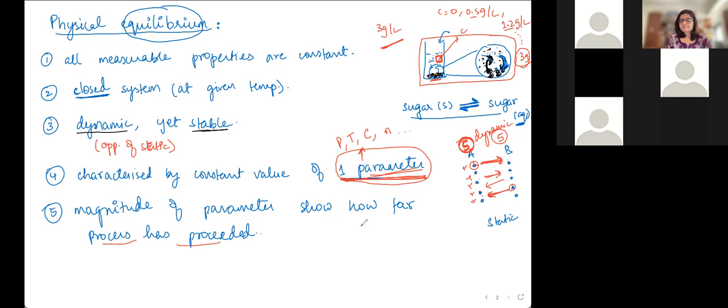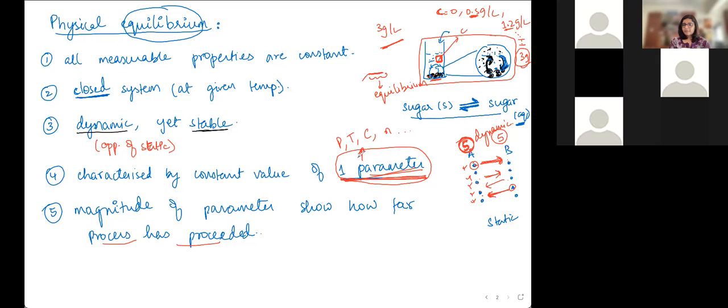Make sense? What is 0.5, 1.2? What is it? It's the concentration of the sugar in this water. So in this particular case, I'm measuring the concentration. This particular number will tell me how far along I have come in this process of dissolving. That parameter will keep changing, and then at one point, it's going to be constant. So when it is constant, I can say that it has hit equilibrium.